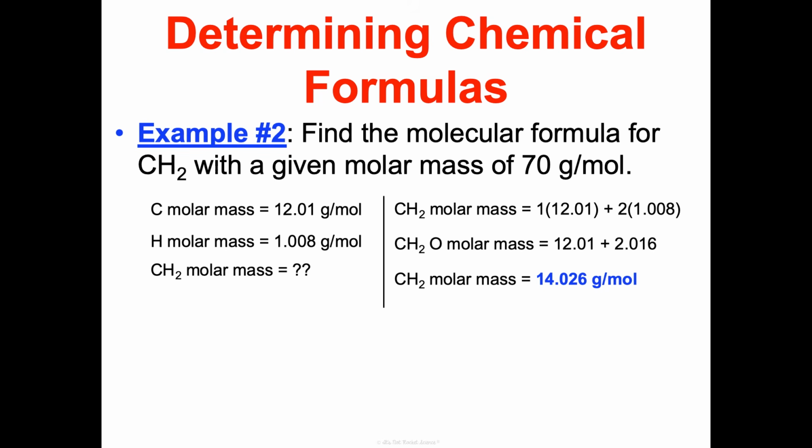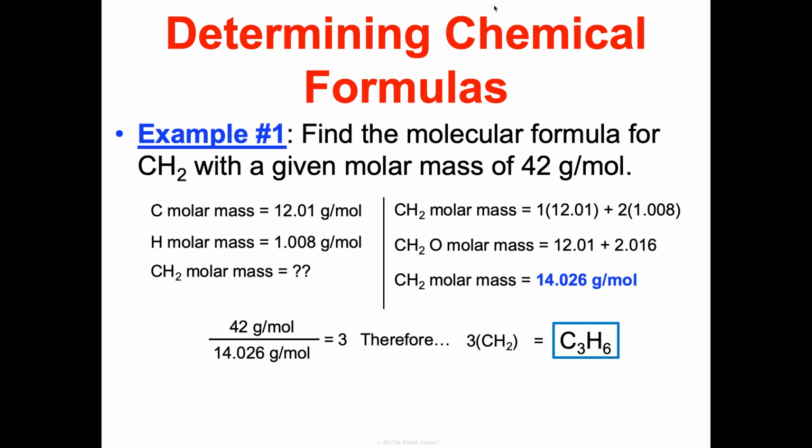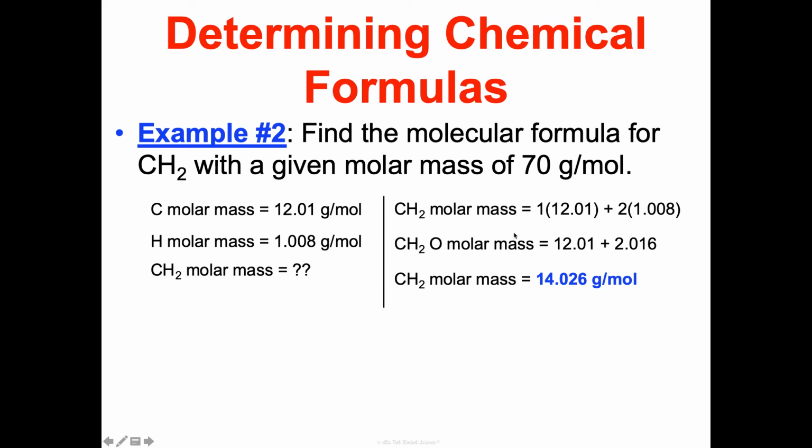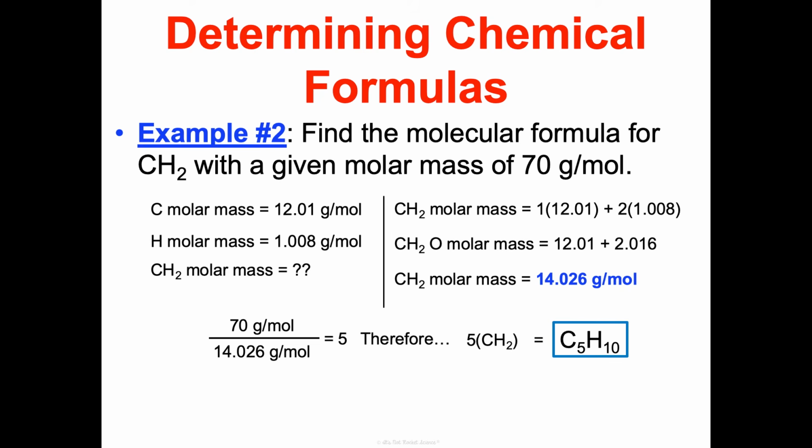Okay, let's do another example. Find the molecular formula for CH2 if the given molar mass is 70. That's the only difference here; we're going from 42 to 70. You'd still do the same process, find the molar mass, which we already did, which is why I didn't rewrite all of that. So you just move on to the second step. Take 70 divided by 14.026, and you get 5. Therefore, 5 times CH2 gives you C5H10. That's the molecular formula. That's all we're doing here.